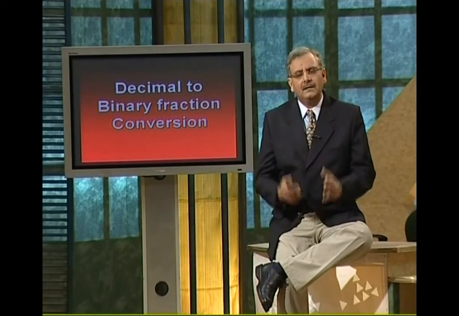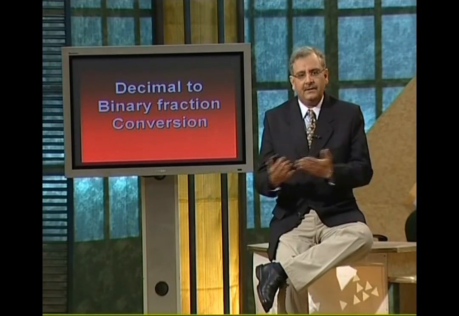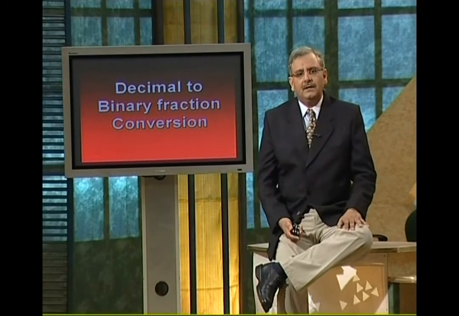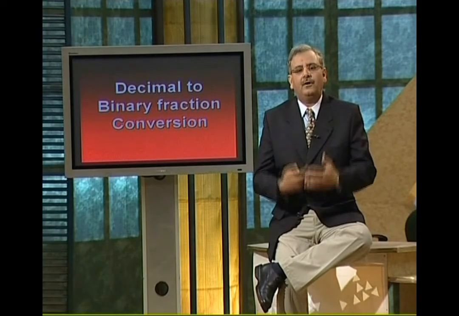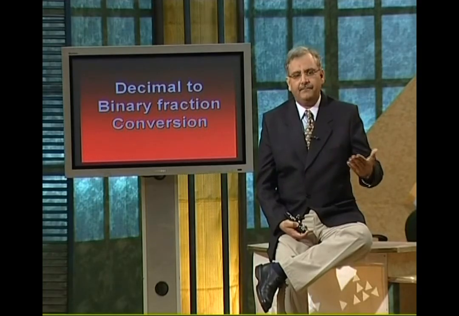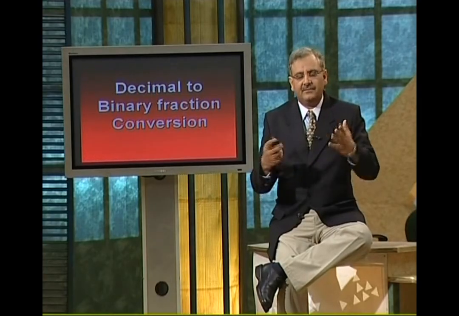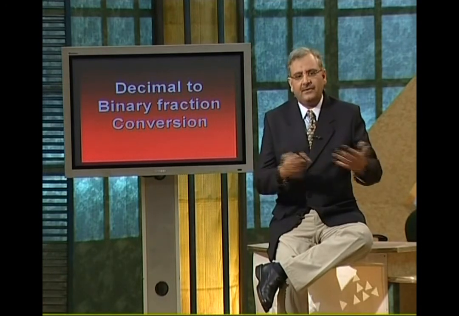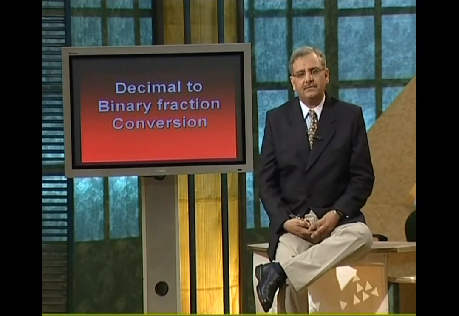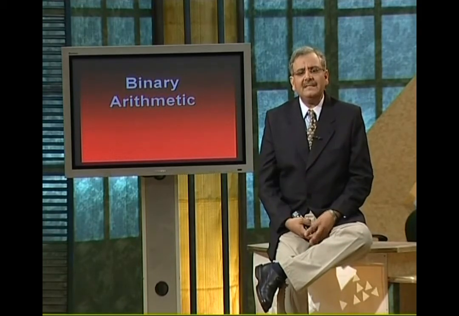Up till now, we have been converting integers and fractions represented in binary into decimal and vice versa. Now, we need to look at operations which we can perform on numbers. We have been performing addition operations, subtraction, multiplication, division on decimal numbers. So, we should be able to perform multiplication, division, subtraction, and addition on binary numbers. Let's have a look at binary arithmetic. Let's start by binary addition.